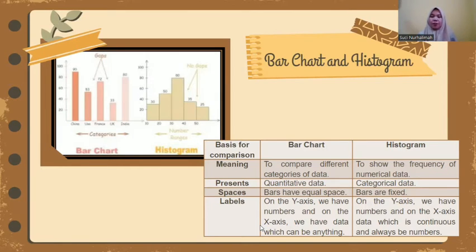Next, the labels. Bar chart and histogram have the same labels. It means a y-axis label and an x-axis label. In the y-axis label, we have a number, and in the x-axis label we have data, which can be anything, here for example countries. In a histogram, the y-axis label is a number, and the x-axis label is continuous and always a number.